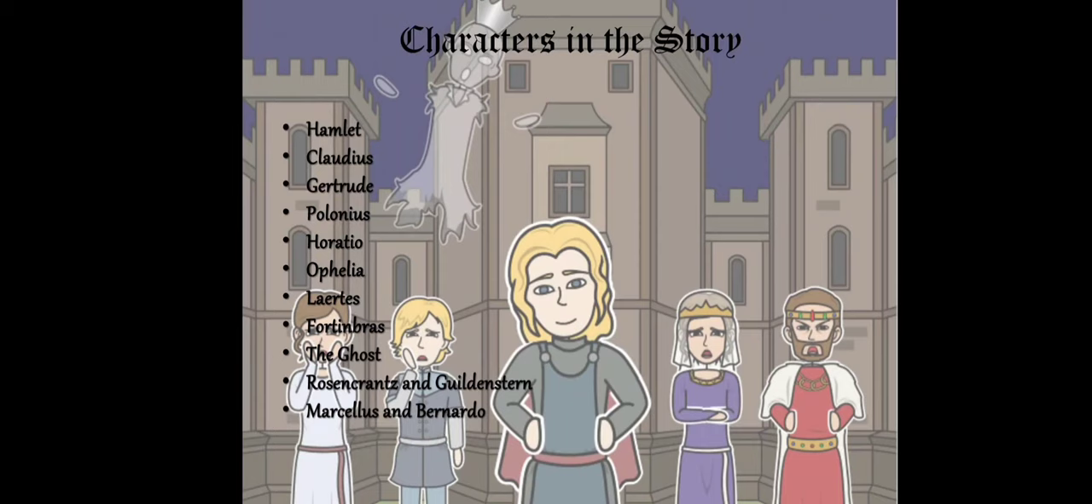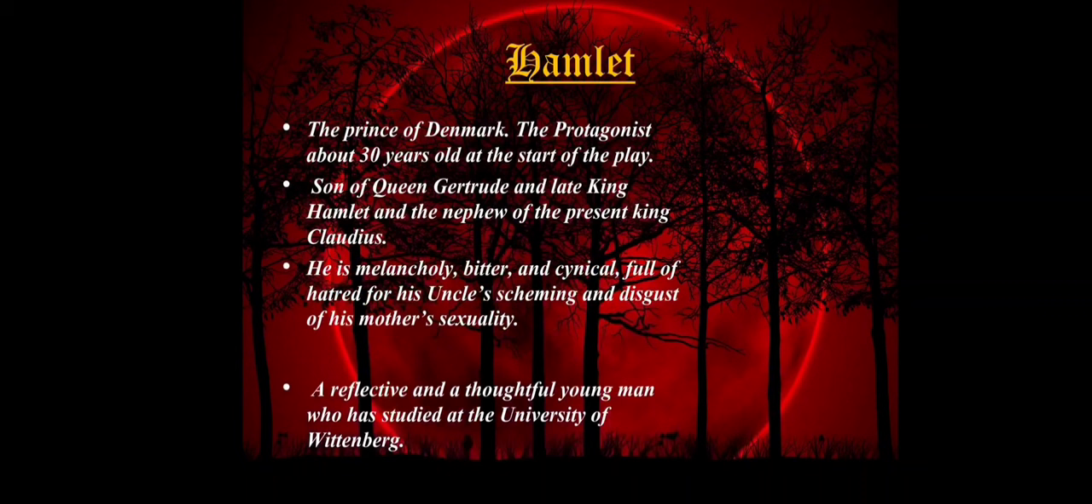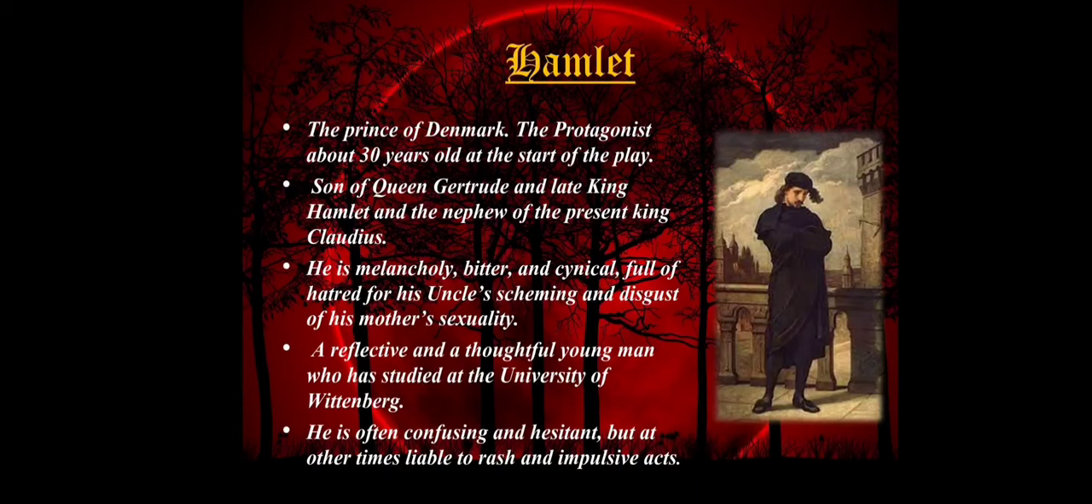Hamlet, the Prince of Denmark, the protagonist, about 30 years old, son of Queen Gertrude and the late King Hamlet, and the nephew of present King Claudius. He is melancholy, bitter, and cynical, full of hatred for his uncle's scheming and disgust of his mother's sexuality. A reflective and thoughtful young man who has studied at the University of Wittenberg. He is often confused and hesitant, but at other times liable to rash and impulsive acts.